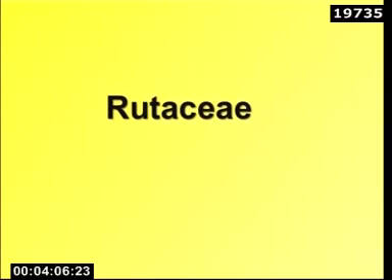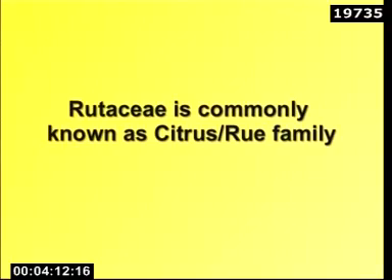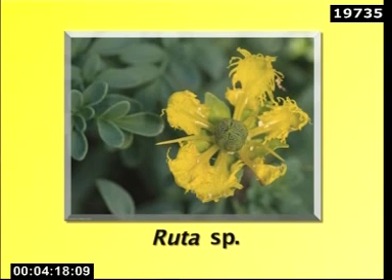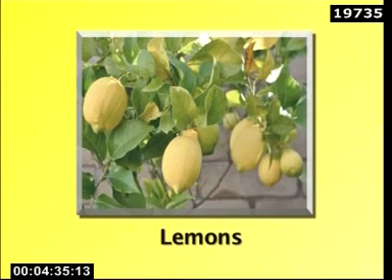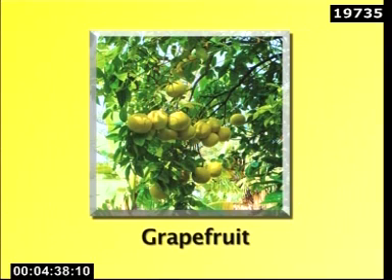Today we are going to discuss the taxonomy and diversity of one of the important families of angiosperms, that is the family Rutaceae. The family Rutaceae, commonly known as the citrus or rue family, is based on the type genus Ruta, the strong scented Eurasian herbs. The family includes some of the most important fruit-bearing plants, most of them belonging to the genus Citrus, which includes our present-day oranges, lemons, grapefruits, etc.